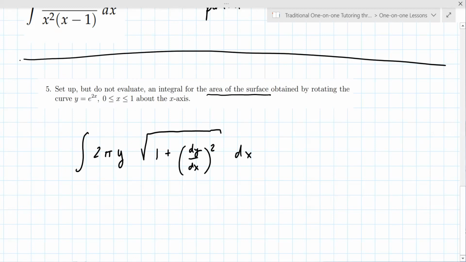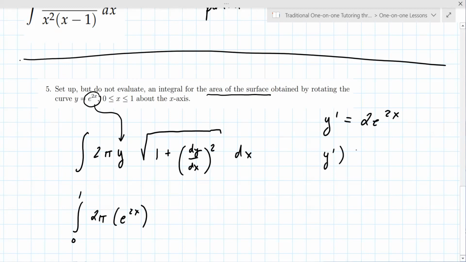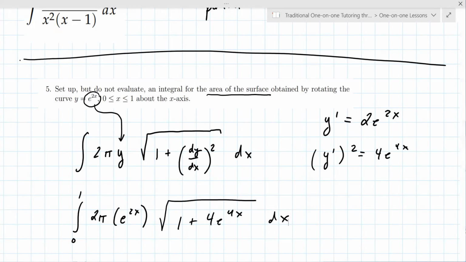Okay, so this goes in here, your bounds go from 0 to 1. And then the last thing is you have to take a derivative of this. y prime is 2e to the 2x, then you square it and you get 4e to the 4x. Remember, when you square an exponent, you multiply. So it becomes root 1 plus 4e to the 4x dx, something like that.